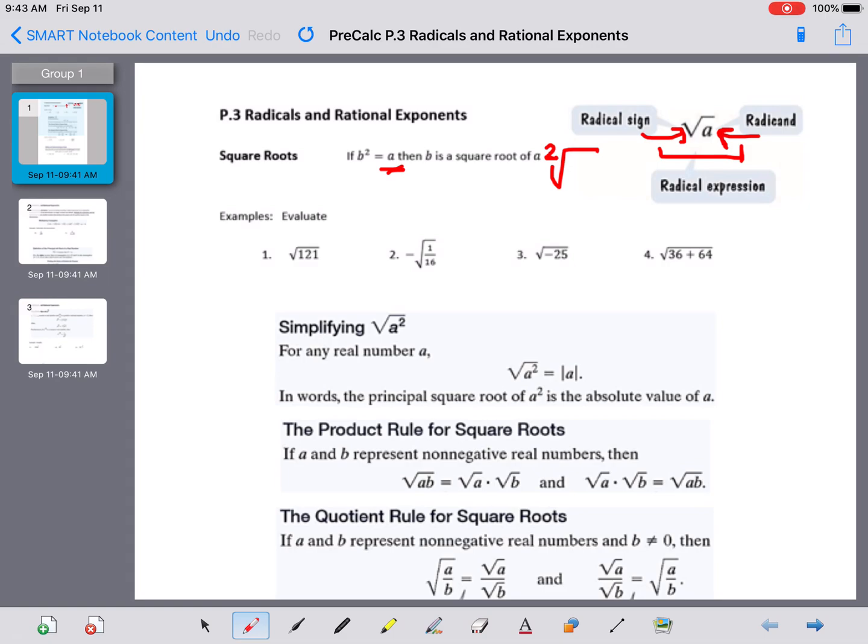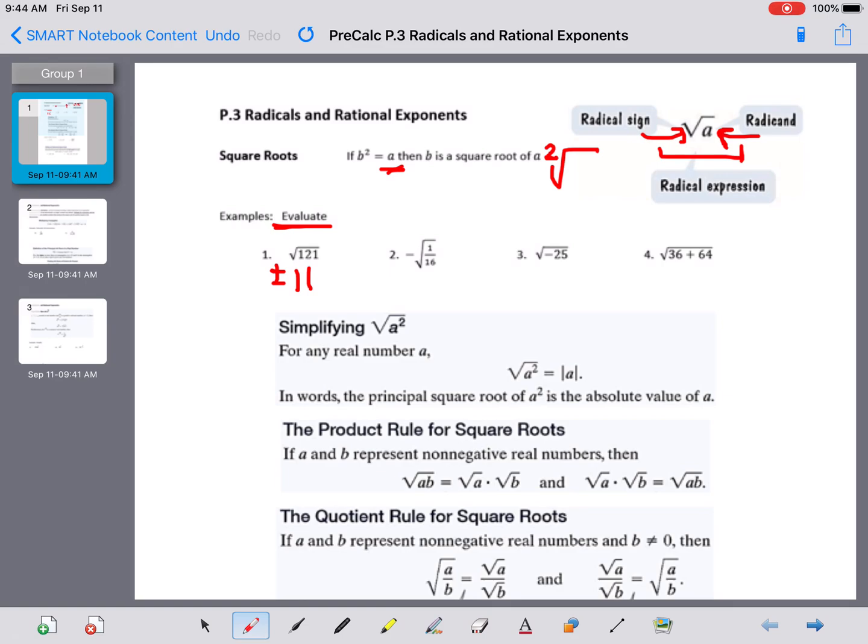Evaluate. Remember, evaluate is what we do instead of solve because we don't have an equal sign, so we're simplifying as much as possible. The square root of 121. So you're asking yourself, what number times itself will give me 121? Because I need 2 of them to pull out of a square root. So some of you might say 11, and some of you might say negative 11. So there are actually 2 answers here, positive or negative 11.